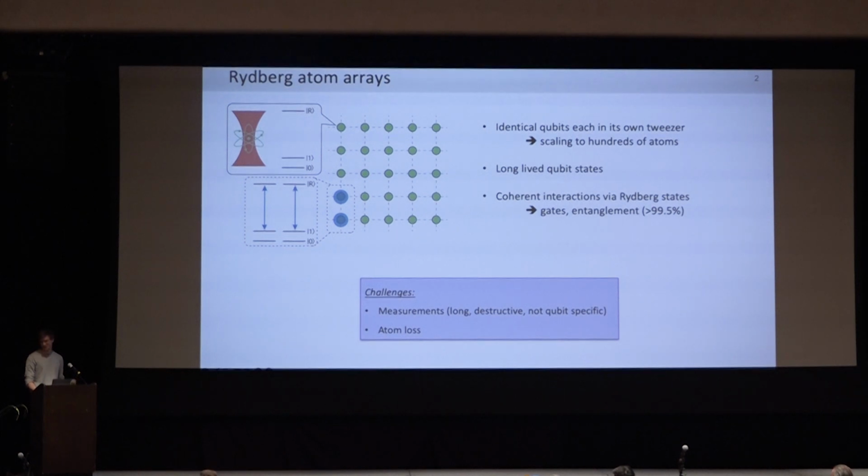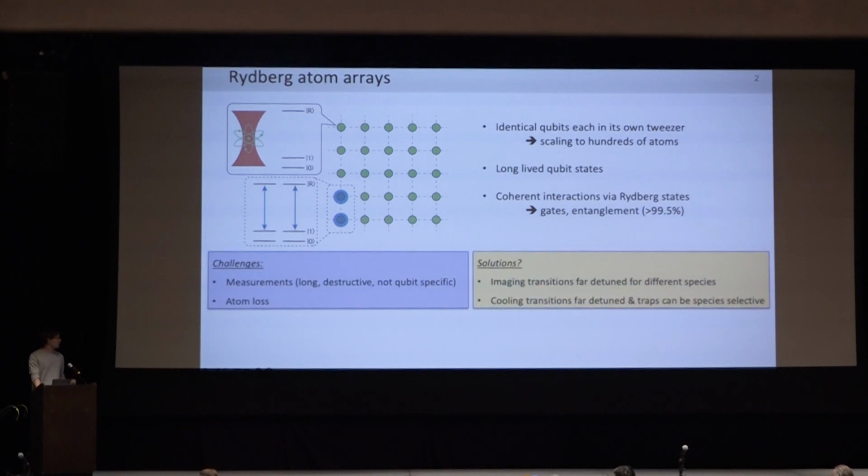And so this really brings us to the question, why would you want to build a dual species array? And Julia's just done a really nice motivation of that for me. But this is my take on it. Well, first, we have potential solutions to these challenges. So we have distinct optical transitions for each species. And that means that, for example, we can image one species without disturbing the other.